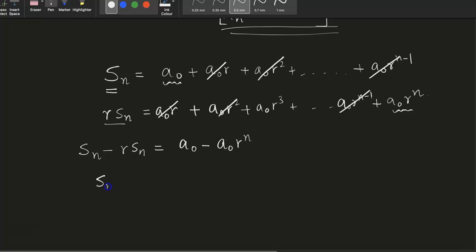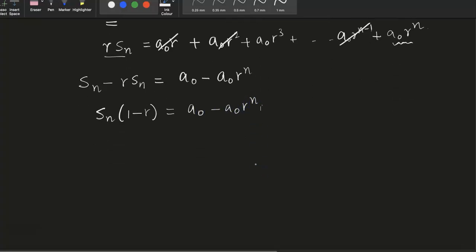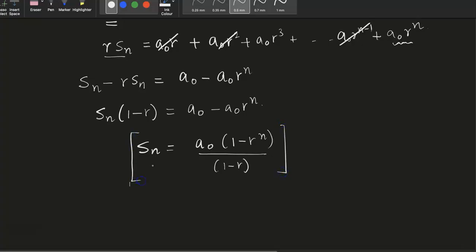Right? Now I want to find out Sn. So you can take Sn common and you will get a0 minus a0 r to the power n. Okay. So the Sn formula will become, if I take a0 common, a0 times 1 minus r to the power n divided by 1 minus r. So this is the summation of a geometric series for the first n terms. This you should remember. This is the proof of that.